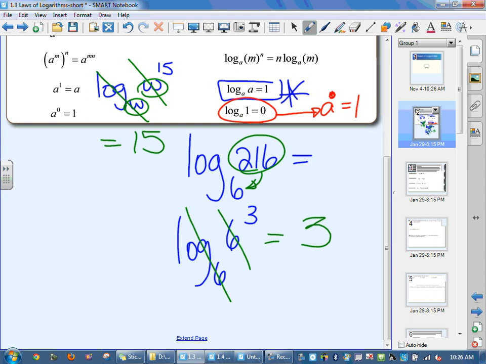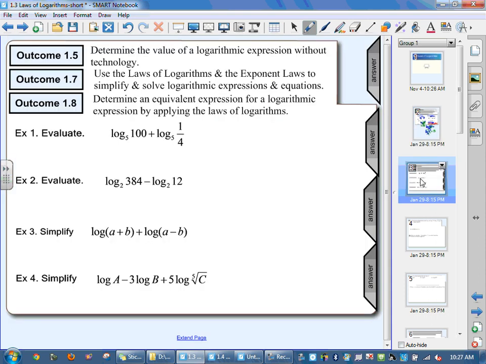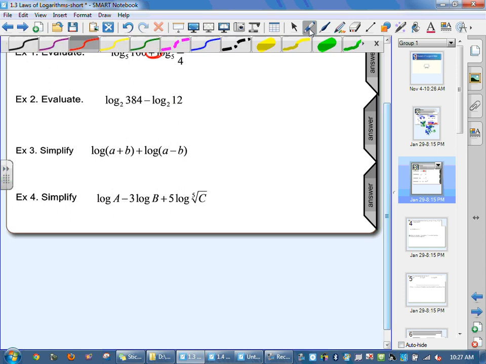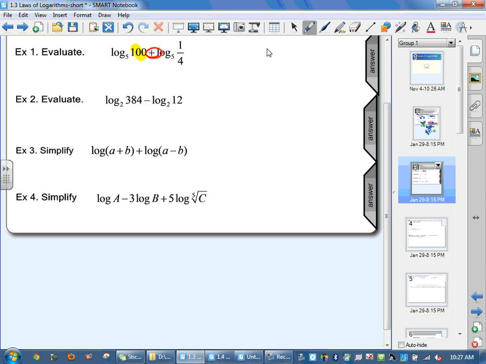Let's take a look at a few examples. We want to evaluate these, but we want to simplify them using log laws first. So we're always going to simplify first if we can. In the first step, we see a plus sign. The minute I see that plus sign, that's telling me that I need to multiply something. Which numbers would I multiply to combine those? You multiply the arguments. So I'm going to multiply the 100 and the 1/4. That's what I'm multiplying when I combine it. Those are called the arguments.